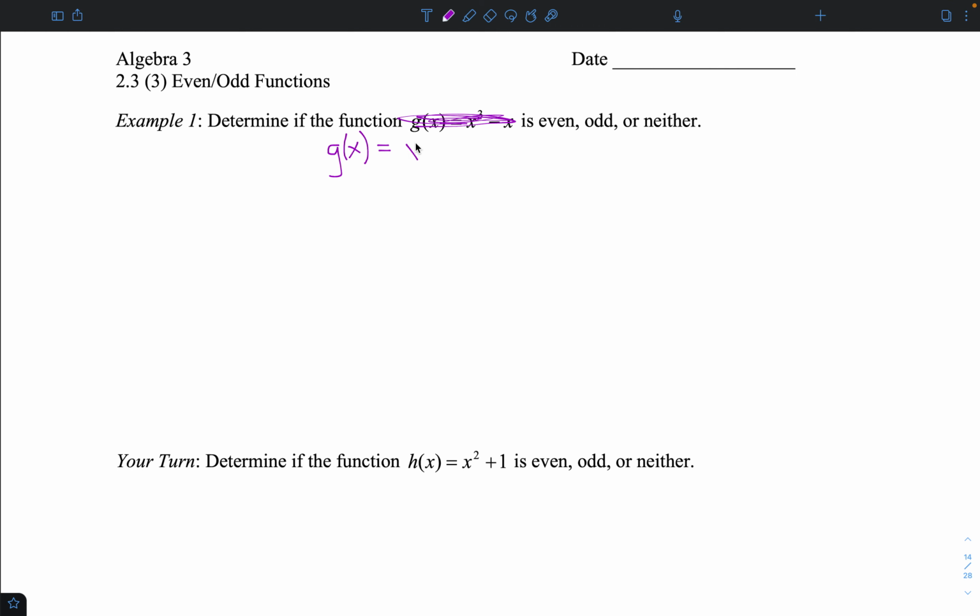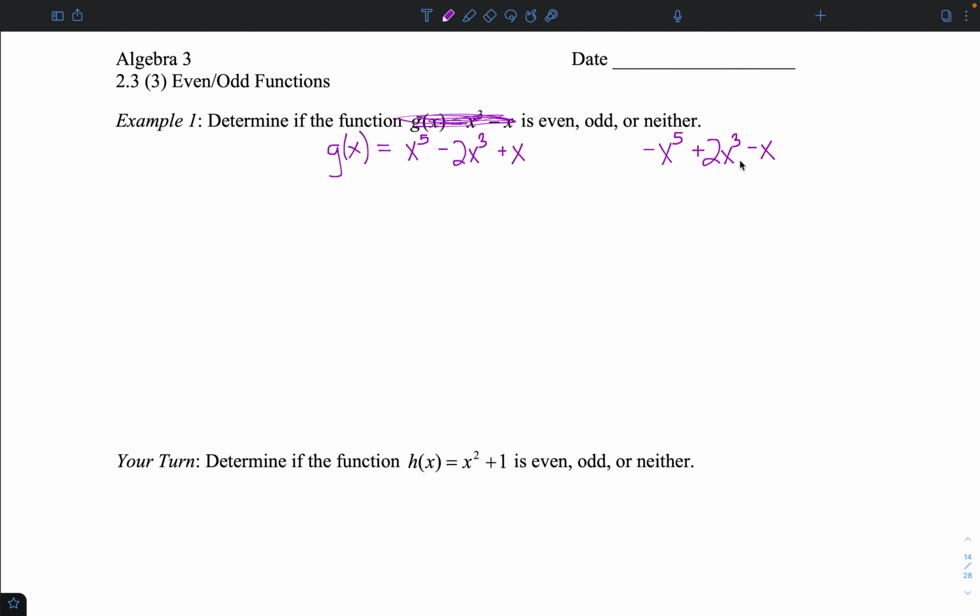It's going to be x to the 5th minus 2x cubed plus x. So that's my original function. And like I told you before, what I like to do is write the opposite of it, the negative g of x. So it would be negative x to the 5th. So we just switch the signs. And then it'll be a plus 2x cubed and a minus x.